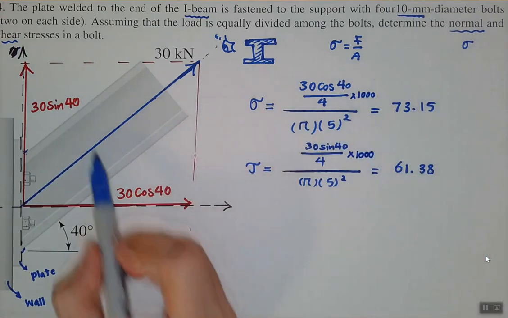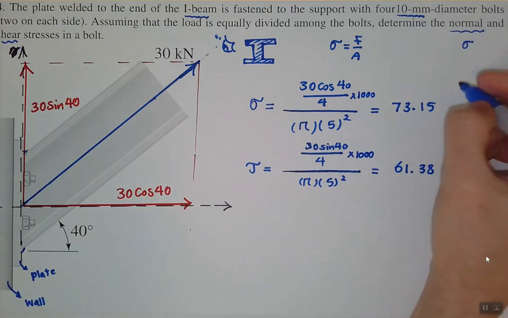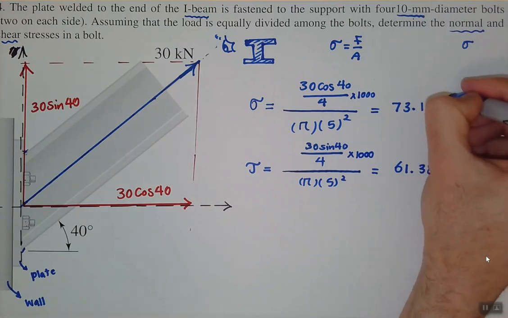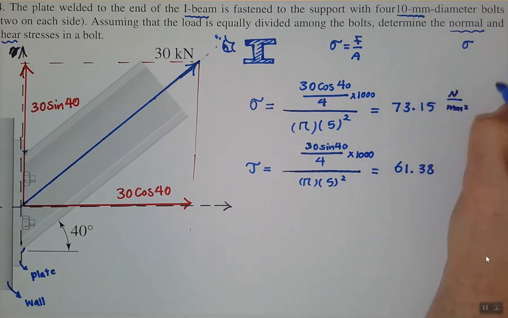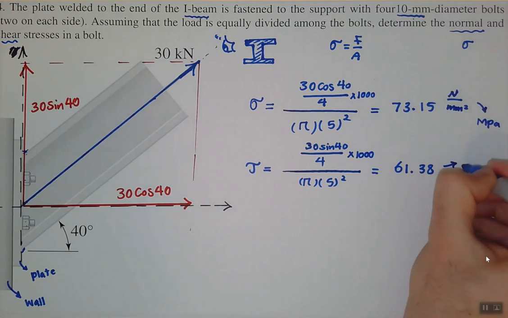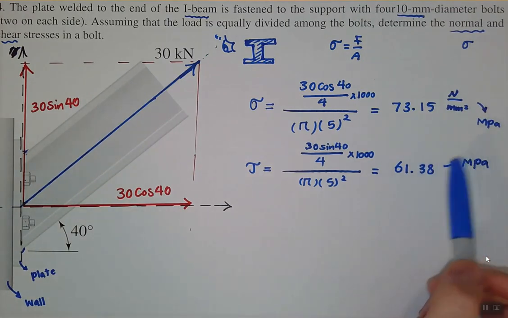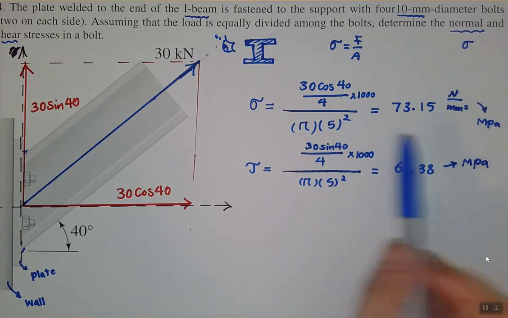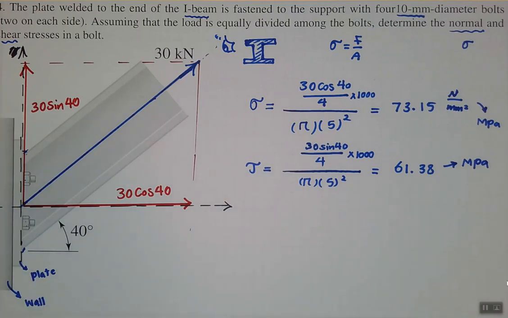So it is in Newton, and the unit for the length is in millimeters, so it means the unit for this is going to be Newton per millimeter squared, which we simply call a megapascal, right? Megapascal is the unit. Again, if you forget the units, go back to the lecture. I explained it in the lecture. So this is the normal stress, and this is the shearing stress in these bolts.